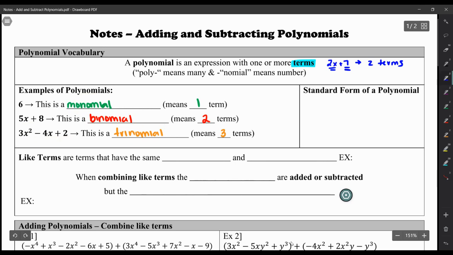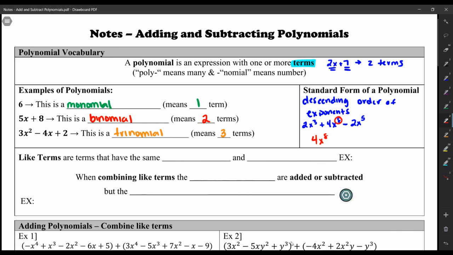Now, the standard form of a polynomial is we write this in descending order of exponents. So start with your highest termed exponent and then go down to your lowest. So for example, if you are given 2x to the third plus 4x to the eighth minus 2x to the fifth, we rewrite this starting with my highest exponent of 4x to the eighth.